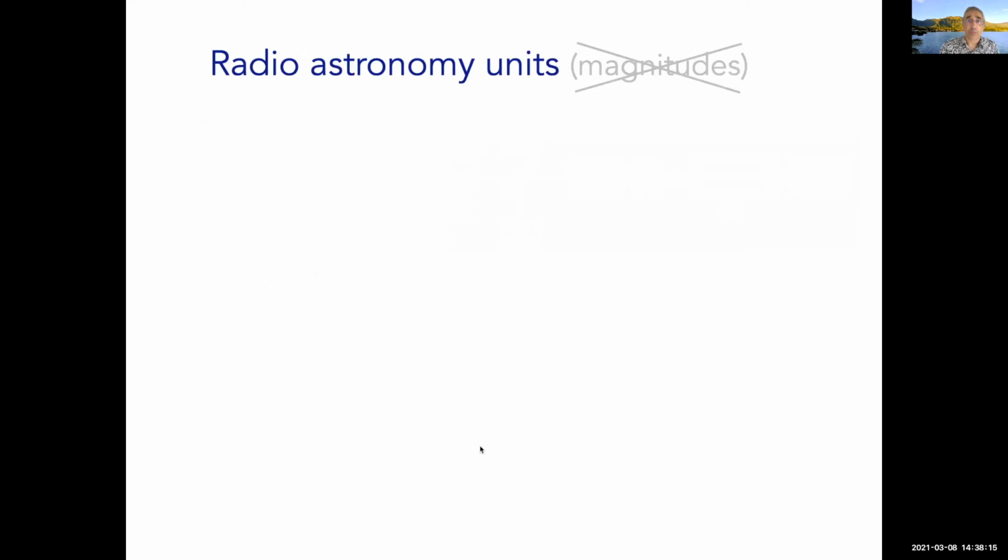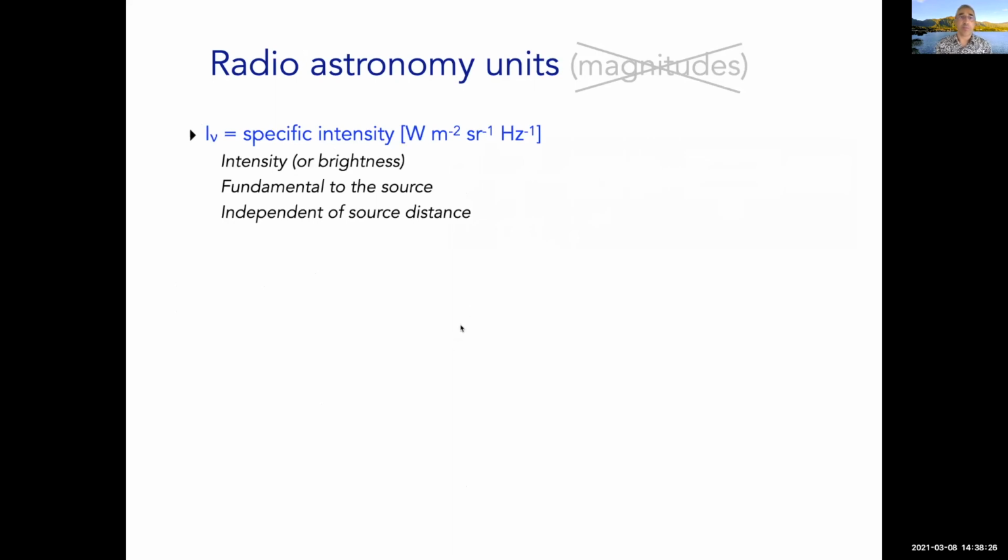So, what is the specific intensity and how do we measure it? First of all, when we do radio astronomy, we don't use magnitudes, we use Janskys. So what is a Jansky? Well, let's back up and look at the specific intensity. Remember, it is a power per unit area, per unit solid angle on the sky, per unit frequency or bandpass. So this is the specific intensity, or a brightness.